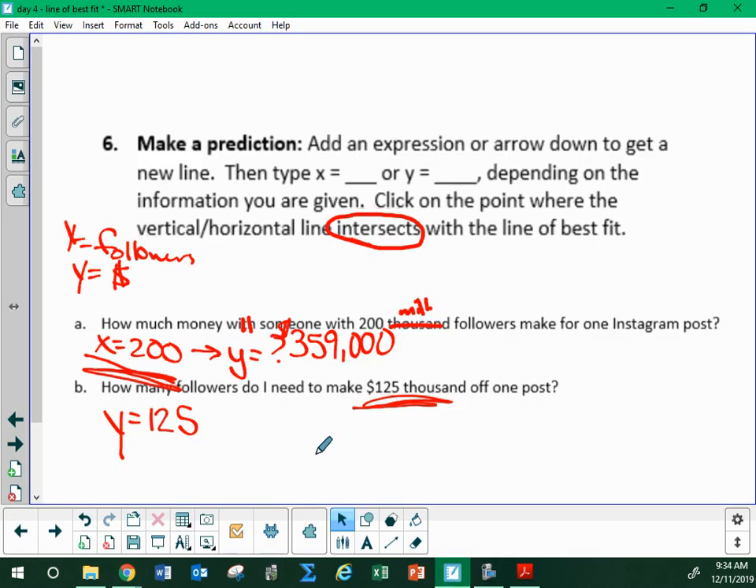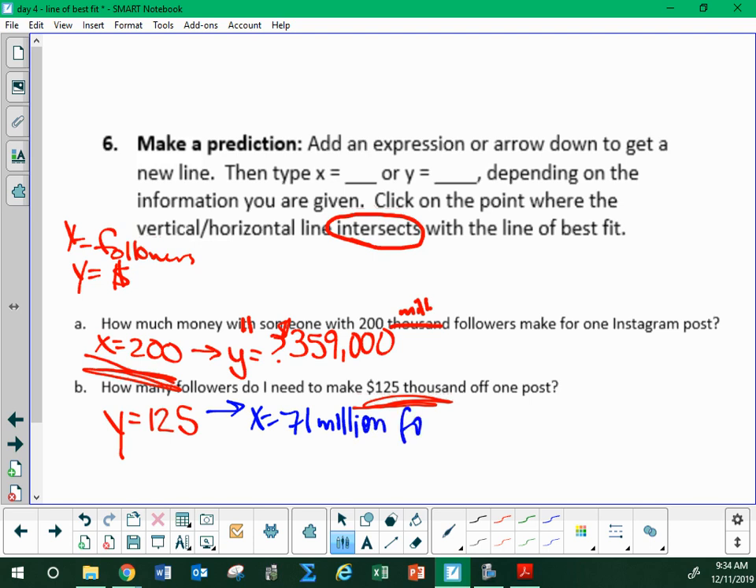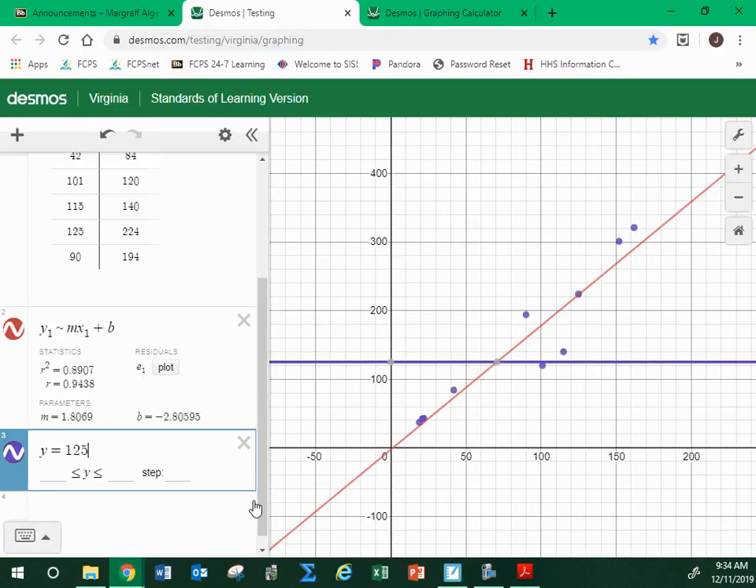How do you get that one? It's a great question. So our X would be, was it 71 million followers? Is it what? You just put your cursor over top of it, and it'll tell you what that intersection is. So like I literally move my cursor, and it tells you there. Okay. Questions with that? Okay.